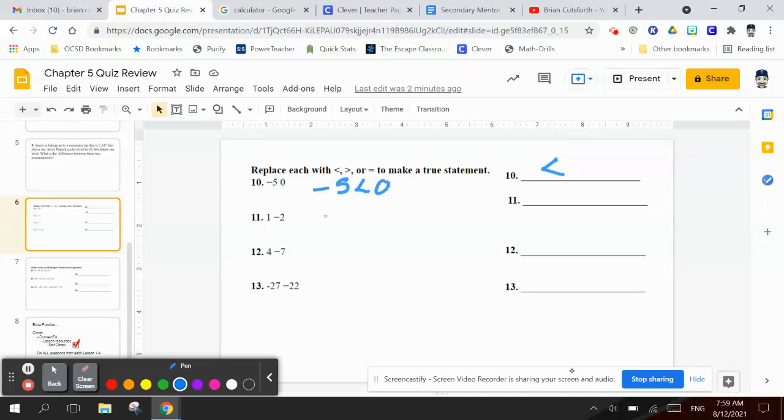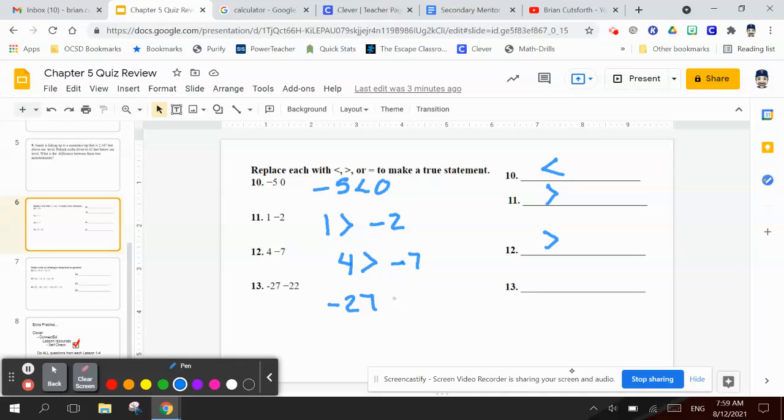How about 1 and -2? Well, I know 1 is a positive number. All positive numbers are greater than negative. So 1 is greater than -2. Number 12, we have 4 and -7. Again, that same rule, positive numbers are greater than negative numbers. So 4 is greater than -7.